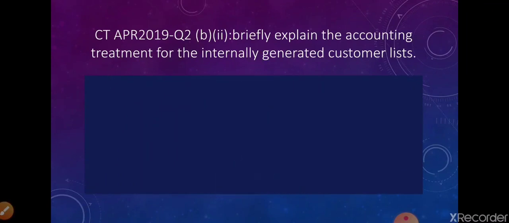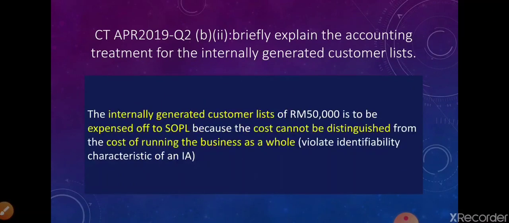Alright, next, briefly explain the accounting treatment for the internally generated customer list. So the internally generated customers list of 50,000 is to be expensed off to SOPL. Why is that? Because the cost cannot be distinguished from the cost of running the business as a whole, which violates the identifiability characteristic of an intangible asset. How do you know it is an internally generated customers list? It does mention in the question. It is internally generated. Okay?